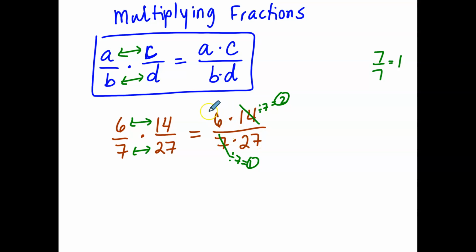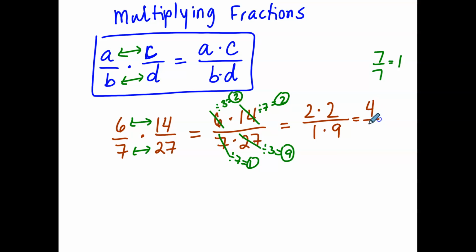And then 6 and 27 have a common factor of 3, meaning we can divide both of them by 3. 6 divided by 3 is 2. 27 divided by 3 is 9. Let's write down leftover factors. 2 times 2 divided by 1 times 9. Oh, that is so much easier.